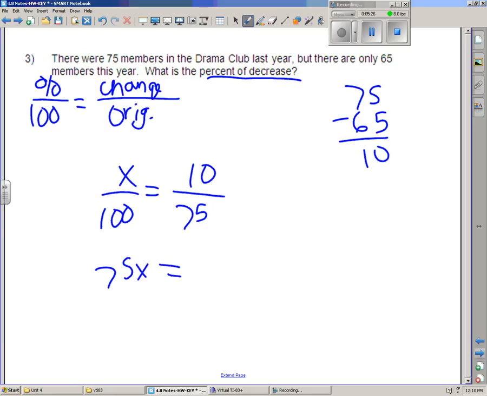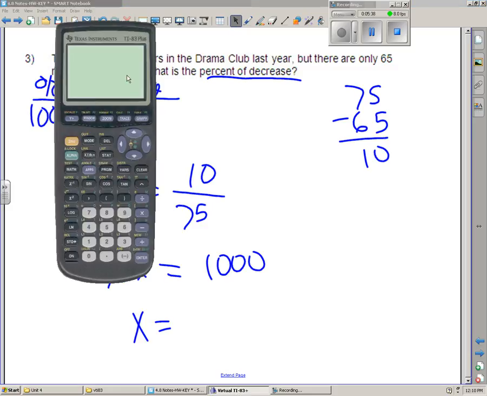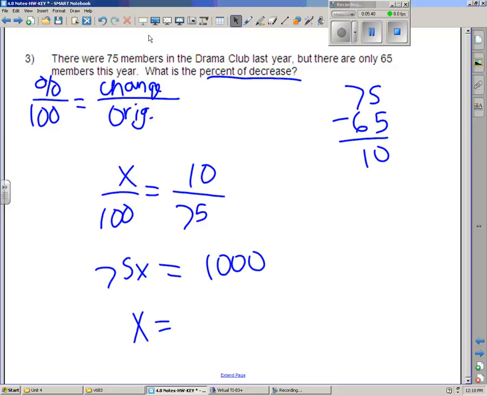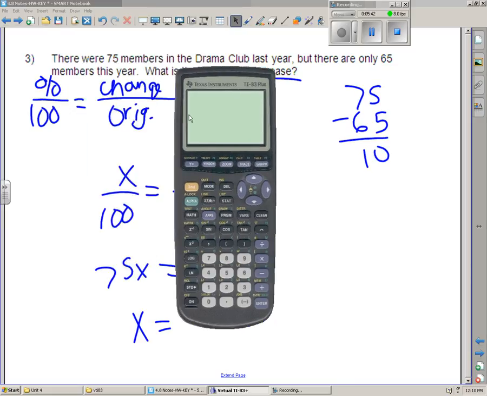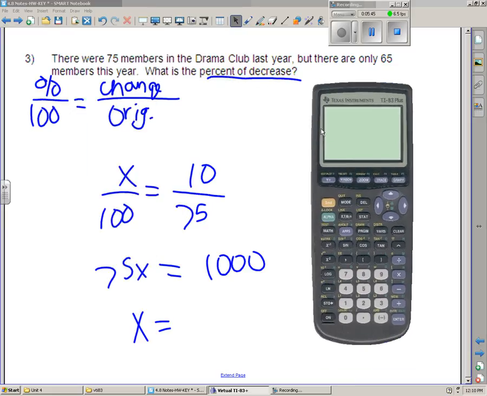75x is going to be 1,000. Divide both sides by 75. On your calculator, you're going to get a decimal. So let's just take a look real fast here. Oh, where'd that go? Oh boy, happened again. Let me see if I can drag this thing over. Here we go. So what happens here is when I do 1,000 divided by 75, you're going to get this decimal.